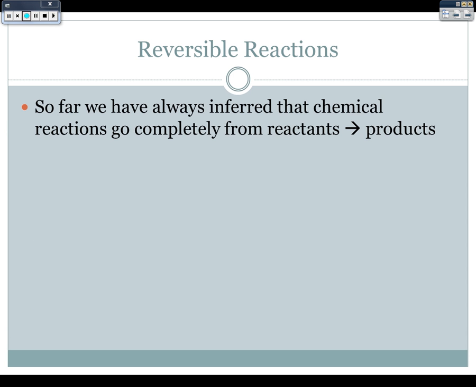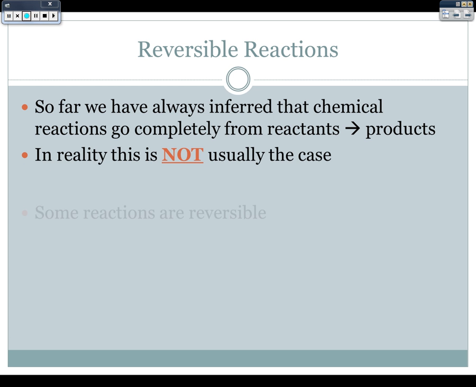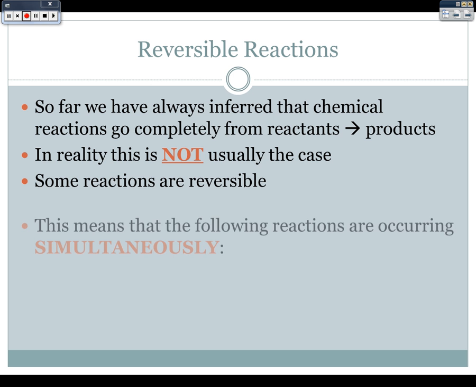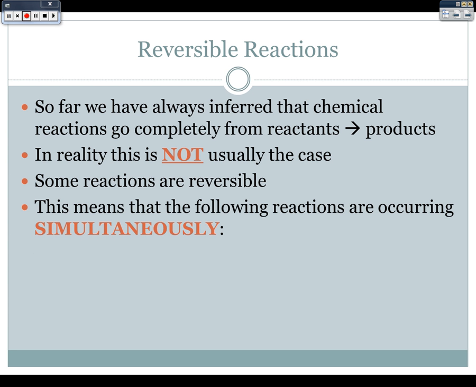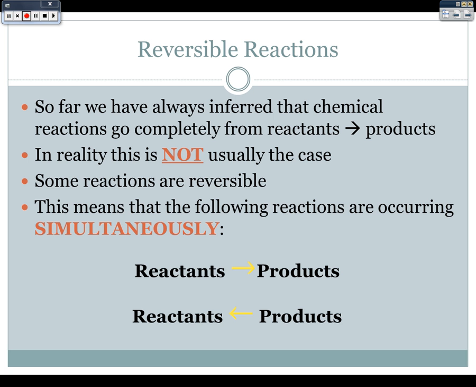Now, so far we've always inferred that chemical reactions go completely from reactants to products. That's what we've always talked about. In reality, this is not usually the case. Some reactions are reversible. This means that the following reactions are occurring simultaneously: reactants going to products, and products going back into reactants. A reversible reaction occurs when both of those happen at the same time. You've got some reactants becoming products and some products becoming reactants, and they occur simultaneously. That's why it's called a reversible reaction.